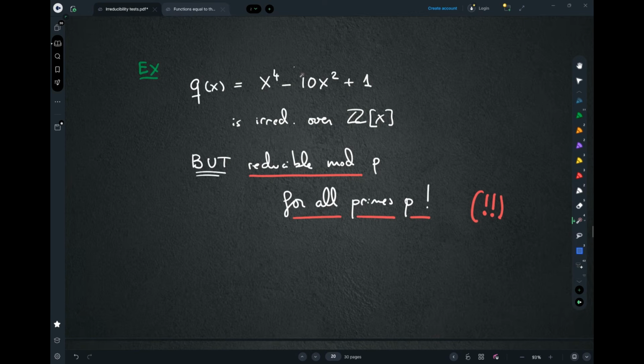There are some polynomials, for example, x to the 4 minus 10x squared plus 1, that are irreducible over the integers, but reducible modulo p for all primes p. So the reduction modulo pi test never works for any single prime p. And therefore, you have to prove that this is irreducible using other methods. So now we're going to see other methods that we can use for polynomials beyond this reduction modulo pi test.